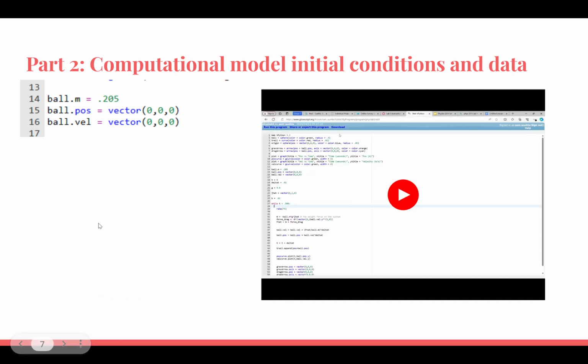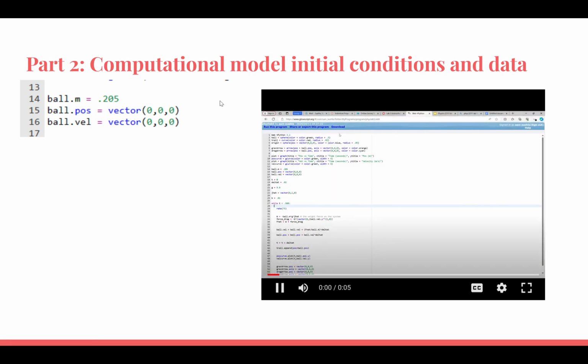So here is our computational model. The initial conditions for this one were that the initial position and initial velocity were both 0, and then there is the mass of the ball, it says ball, but it's a slinky, and then here is the computational model.